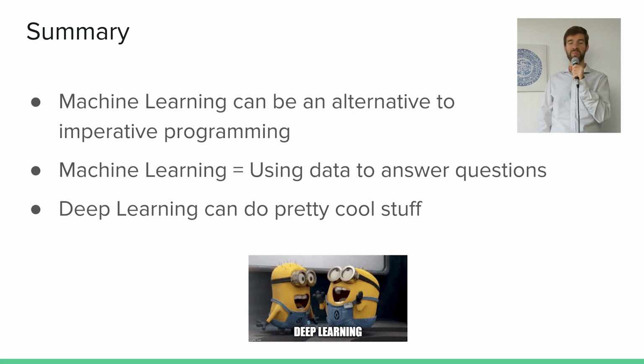To sum it up, machine learning can be a viable alternative to imperative programming. Probably the only viable alternative when we think about really challenging tasks like self-driving cars or speech recognition. With the advent of machine learning and deep learning, these challenges have really seen a dramatic boost in performance. Machine learning is, again, using data to answer questions. Keep this in mind. And finally, I think deep learning can do pretty amazing stuff, as you've seen in the previous slides.